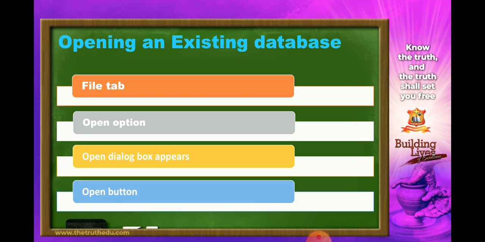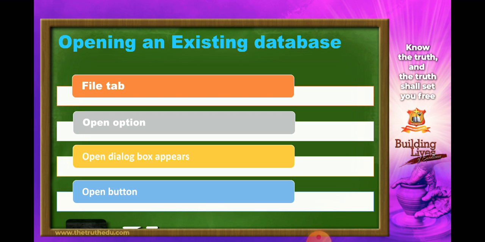Now in that dialog box, you will have to select the file which you want to open, and you can click on the Open button. The moment you click on the Open button, you would see the file which you want to open opens up in the Microsoft Access application. Students, this is very similar to the documents which we open in MS Word, Excel and PowerPoint and any other application. Exactly the same way we can open the file.